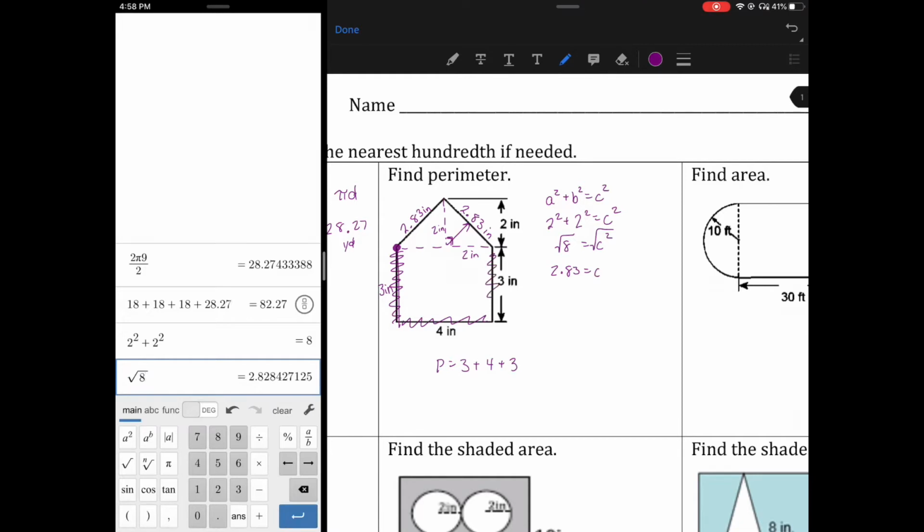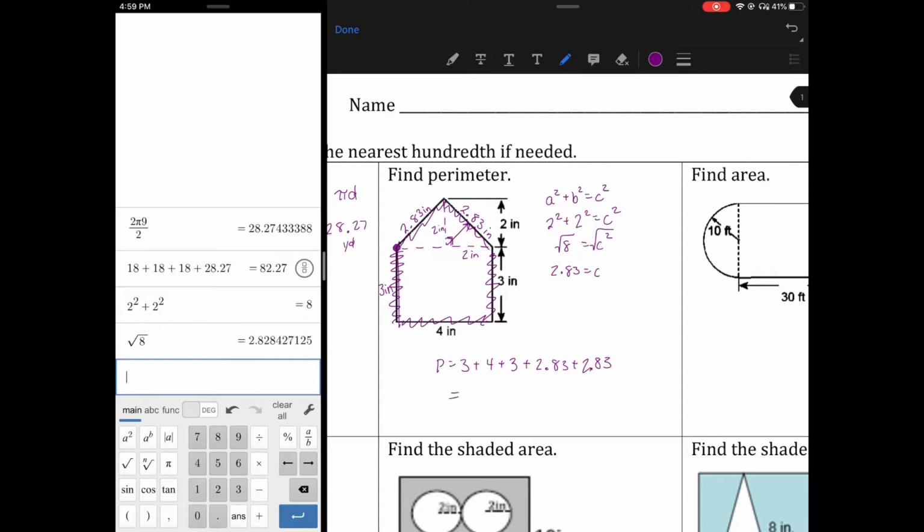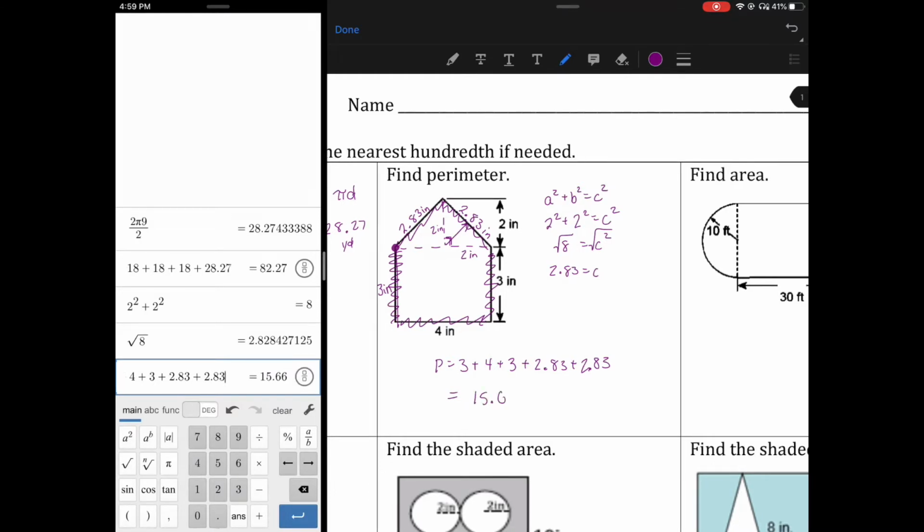Another 3, and then 2.83 plus 2.83. And now if I add all of those together, I can find my perimeter, which is going to be 15.66 inches.